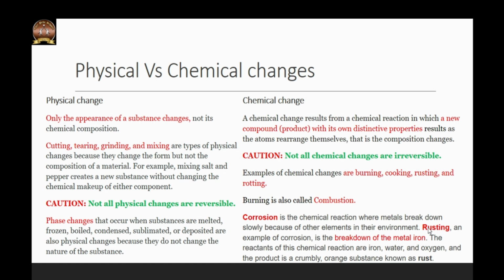So, metals such as iron, when exposed to humid air which contains water vapor as well as oxygen, undergo a breakdown. The breakdown of metal iron is called rusting. This process causes a product to be formed. The product formed is a crumbly orange substance, and this substance is known as rust. You must have noticed rust on top of any iron nails, iron screws, or objects which are left outside in a neglected manner.